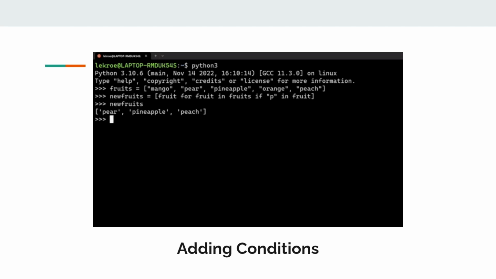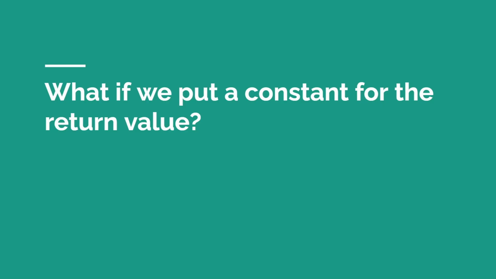Here's an example with strings. Here we have a list of fruits, mango, pear, pineapple, etc. Fruit for fruit in fruits if p is in the name. And here we see the result, pear, pineapple, peach, and mango and orange were left out.